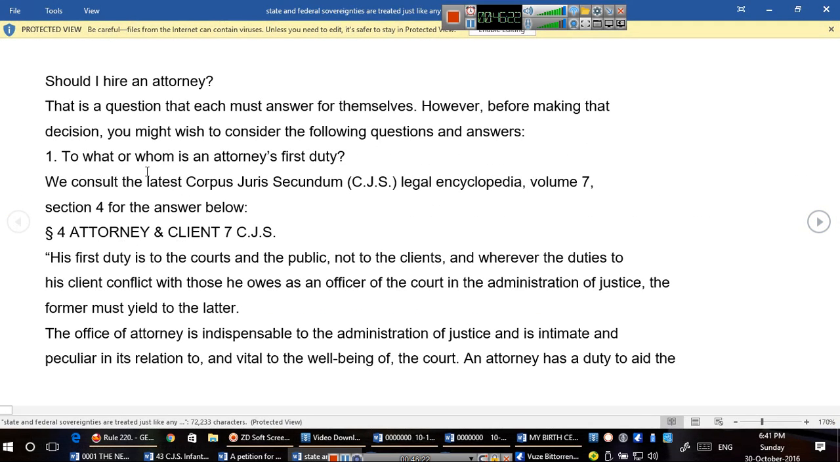Oh, attorney-clients. Let's do that so that all of you know, so that you get it, so you understand. Should I hire an attorney? Corpus Juris Secundum, volume number 7, section 4. The answers below. His first duty, this is the attorney-client relationship, is to the court and to the public, not to the client. Wait a minute. His first duty is to the court and to the public. But isn't he not supposed to represent the client? No, not to the client. And wherever the duties of the client conflict with those he owes as an officer of the court, in the administration of justice, he must yield to the latter.